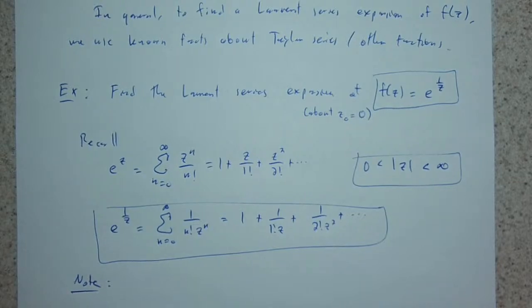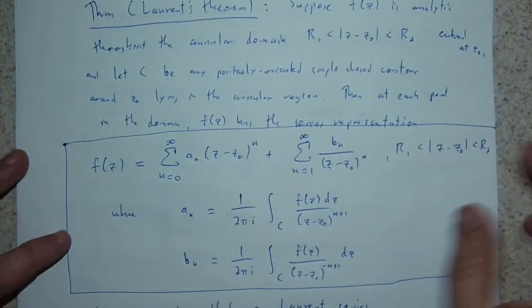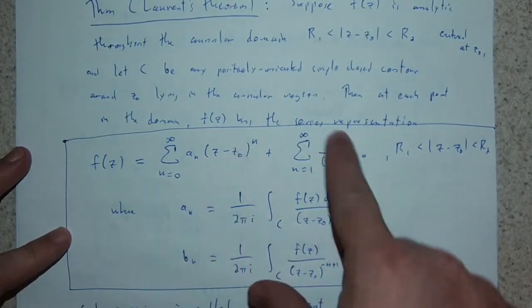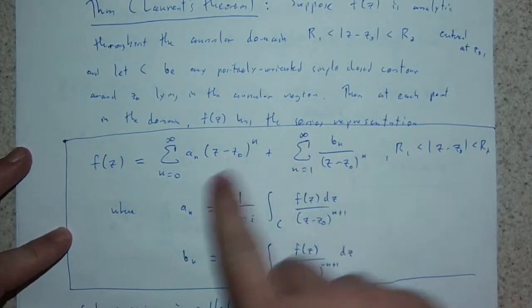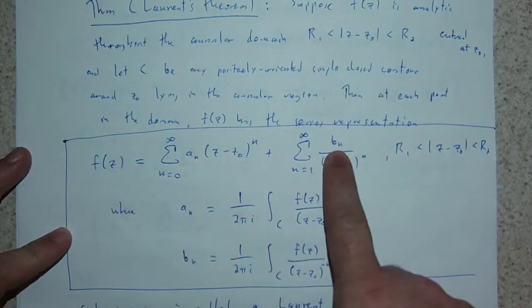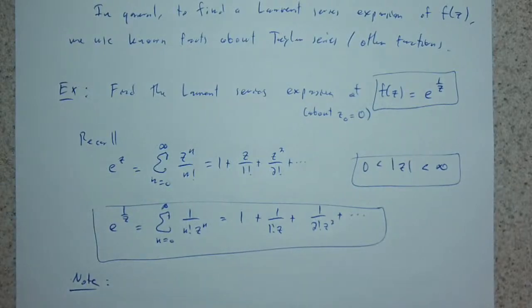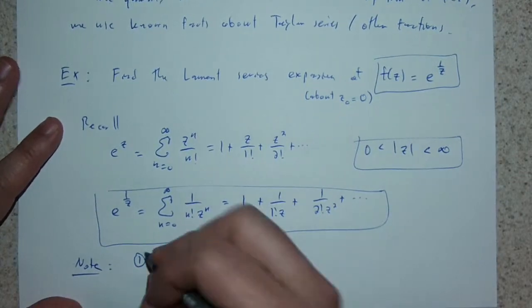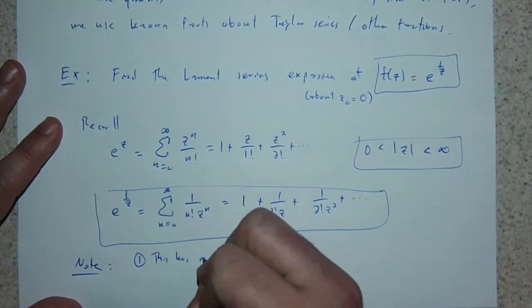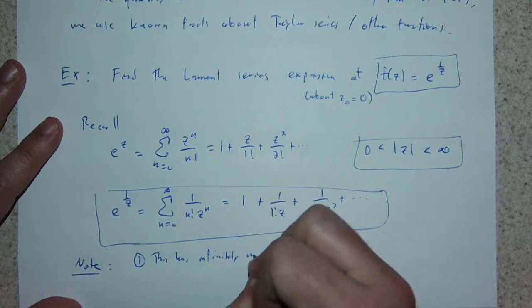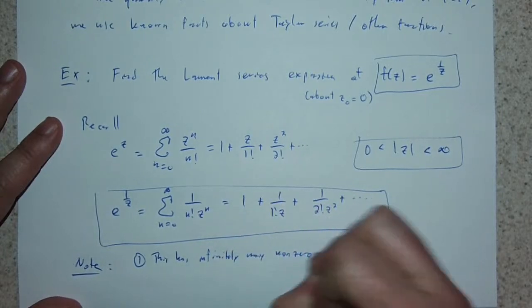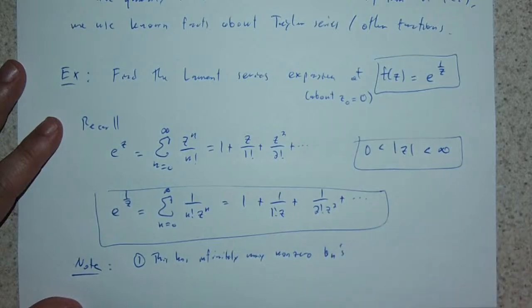Where's my theorem that is written in the non-compact form? There it is. So if I think of this as split up into two parts, the sum over the positive powers and the sum over the negative powers, my positive power coefficients are a sub n and my negative power coefficients are b sub n. Looking at this, I have a really easy way of computing all of these b sub n. So note, first of all, this has infinitely many non-zero b sub n's.